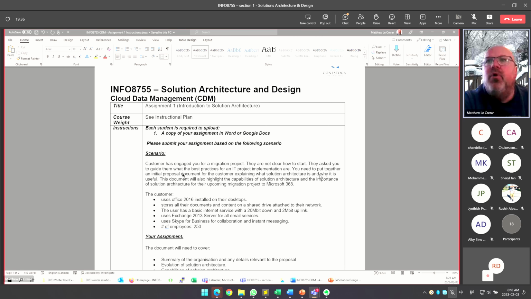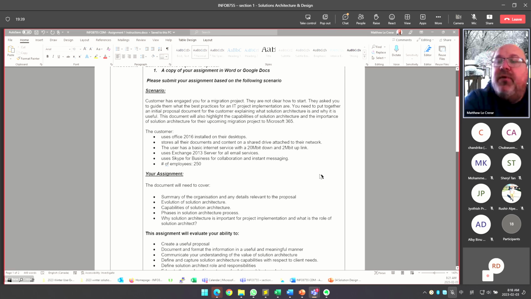So your output was you need to provide a summary of the organization. That is standard practice for any document IT writes. They always put a summary in the beginning saying this is the company, this is the scope and all that, so that when people read the document, they agree with the same foundations that you're working off of. You also need to give a brief summary of the evolution of solution architecture, why it exists, what the capabilities are. That's what we've been talking about last week.